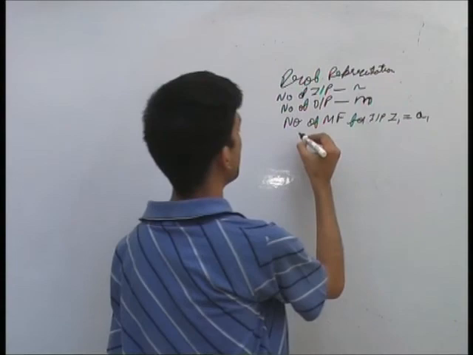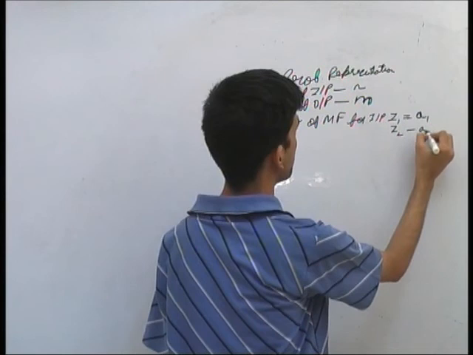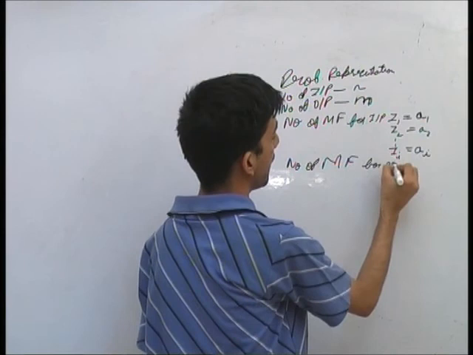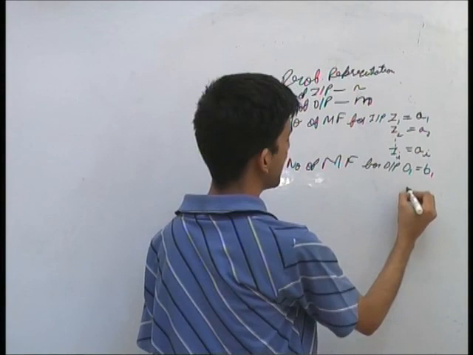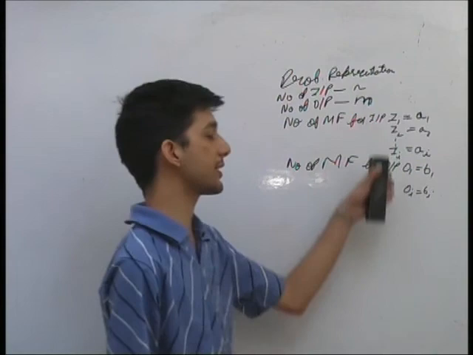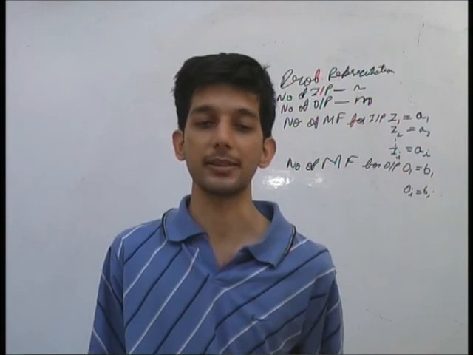Similarly, let the number of membership functions for input I2 be A2. And similarly, I have the number of membership functions for input IN as AN. Let the number of membership functions for output O1 be B1, and similarly for OM, I have it as BM. All of these numbers of membership functions are precisely known. It is known well in advance.